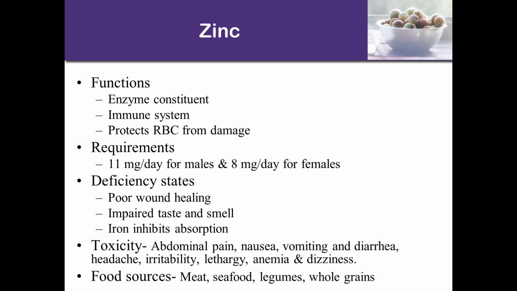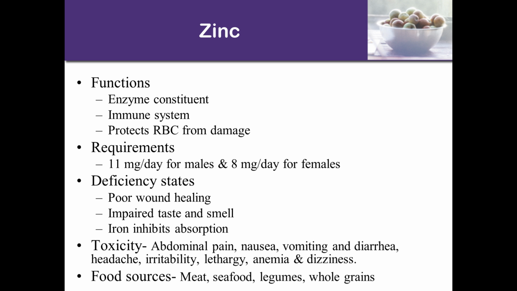Next is zinc ion. The major functions of zinc ion are as an enzyme constituent, in immune system formation, and protecting RBC from damage. Zinc ion protects the red blood cells from damage. The requirement of zinc ion per day is 11 mg for male and 8 mg for female. Deficiency states: poor wound healing. If a deficiency occurs in zinc ion, then there is poor wound healing, and impaired taste and smell.